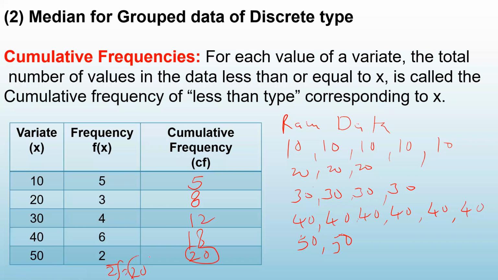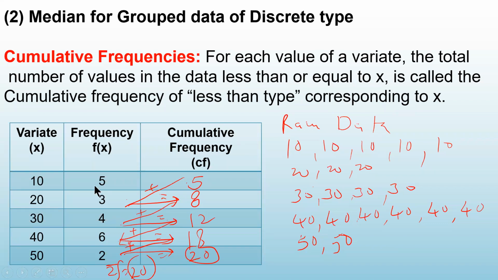So this and this should be the same. If you have understood this, you can quickly find the cumulative frequency. For the first variate, it will remain the same as the frequency. For the second variate, you add 5 plus 3 and write 8. Then 8 plus 4, you write 12. Then 12 plus 6, 18. This is how I am putting the arrows. Then 18 plus 2, that is equal to 20. This way we calculate the cumulative frequency.